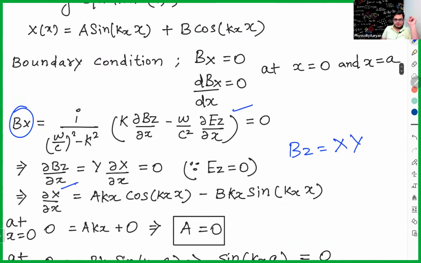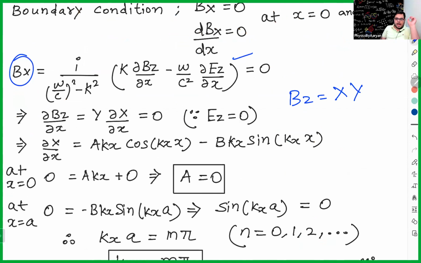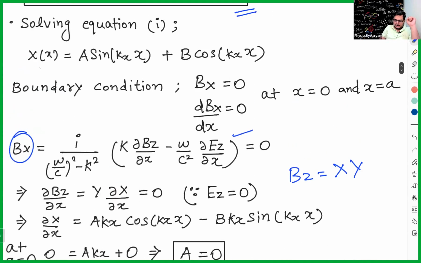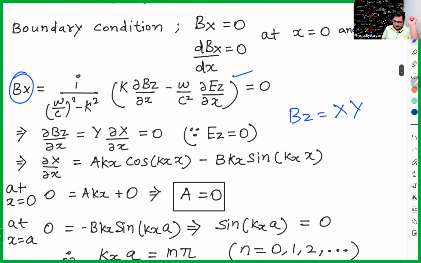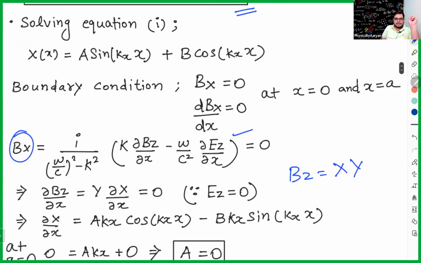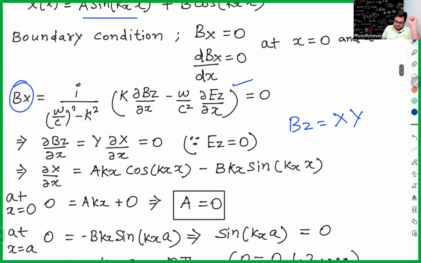If Bx is 0 and this thing is already 0, because Ez is already 0, then ∂Bz/∂x is also 0. And Bz I wrote as X(x)Y(y), and since it's a derivative with x, we take Y outside. I am left with dX/dx equals 0. Now I have taken out this capital X. So my capital X is a sin kx x plus b cos kx x. Now let's take a derivative with x. So I will get a cos kx x minus b sin kx x. So this is my derivative.